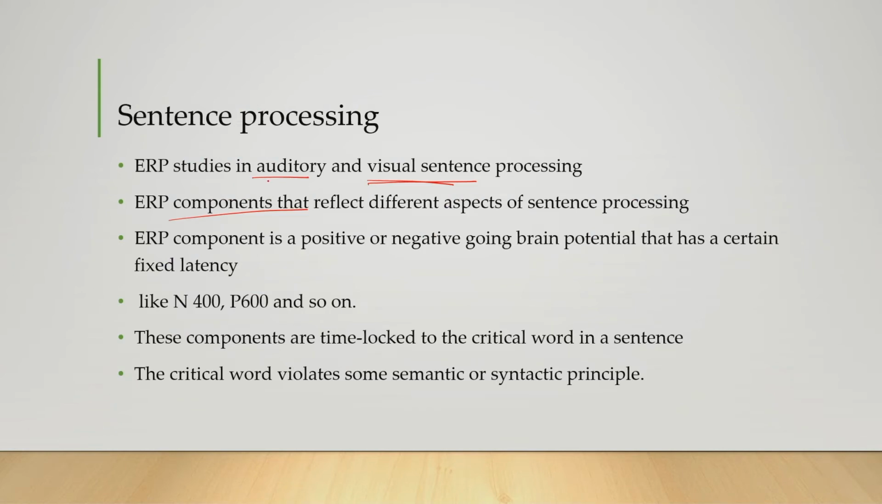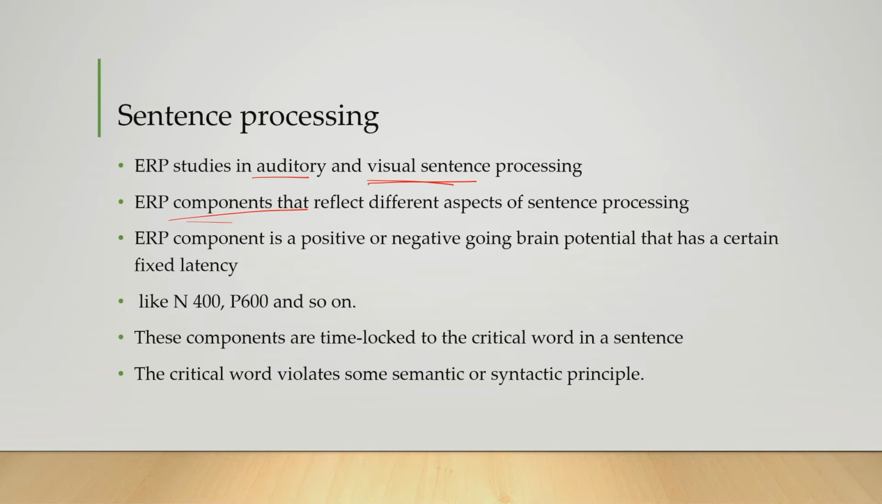So, in both cases these are used. ERP studies have been used in both auditory and visual sentence processing, while you are listening to something, as well as when you are looking at a sentence and reading it and then understanding. And the various ERP components then reflect different aspects of sentence processing. So, what is an ERP component? An ERP component is a positive or a negative going brain potential that has a certain fixed latency. As I said, the output of the ERP is a wave, so there are positive going waves and there are negative going waves.